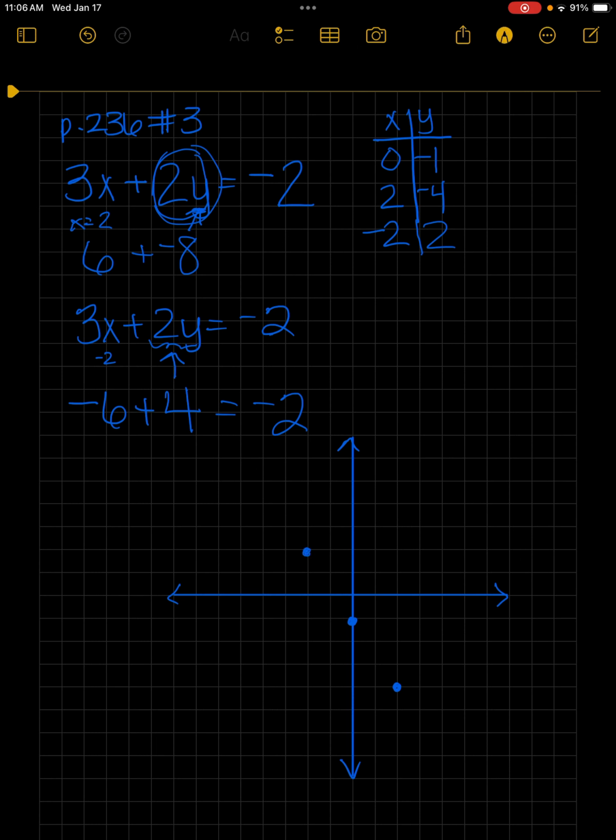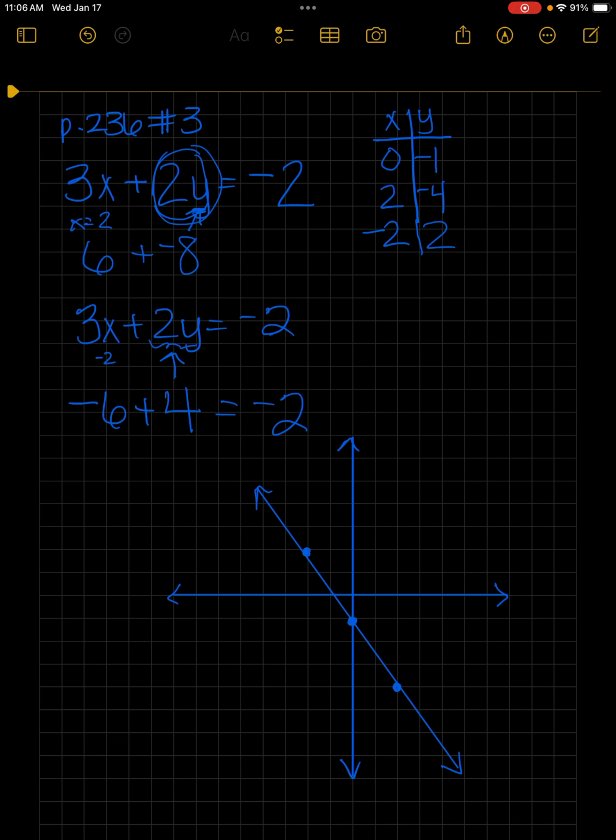Okay, there's my points. So now I'm going to put a line in between them. Okay, this is a little bit easier to do on my thing. Well, it's easy and hard. I kind of would like to have a ruler, but my thing will also straighten out my line. There we go. Okay, it's not perfect because it didn't go through those points evenly. But there's my line. That's how you graph it.